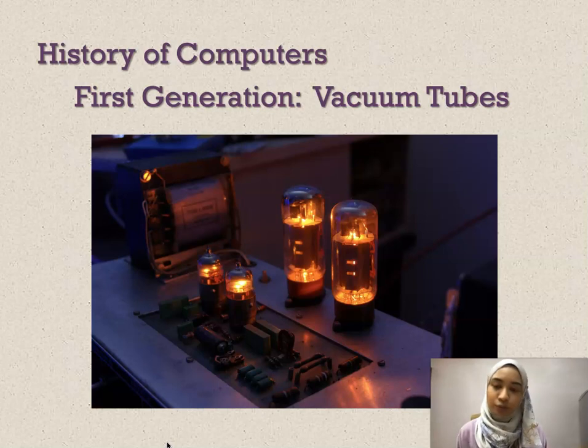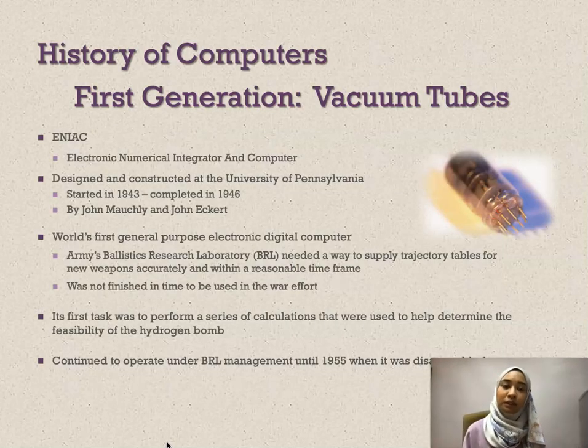With the invention of vacuum tubes, they also came up with something called the ENIAC, Electronic Numerical Integrator and Computer. You see that there is the word numerical integrator, and I told you before that the first mechanical device considered a computer was actually a calculator, but they don't call that a computer. ENIAC is the first generation computer. It was designed and constructed at the University of Pennsylvania in the US. It started in 1943 and was completed in 1946.